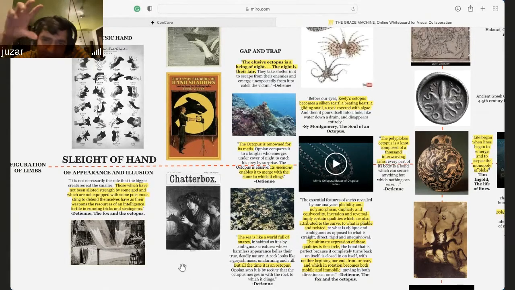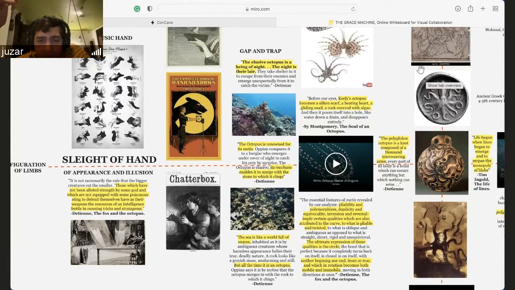There are two images. There is actually the octopus, but we can hardly differentiate it from the rest. And the octopus is renowned for its Metis. Oppian compares it to a burglar who emerges under cover of night to catch his prey by surprise. The octopus is elusive. Its mechanai enable it to merge with the stone to which it clings. So even appearance and illusion are part of its technical life, how it lives and how it does things.